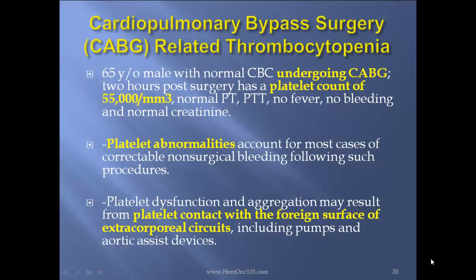Platelet abnormalities account for most cases of correctable non-surgical bleeding following procedures. Platelet dysfunction and aggregation may result from the platelet contact with a foreign surface of extracorporeal circuits, including pumps and aortic assist devices.